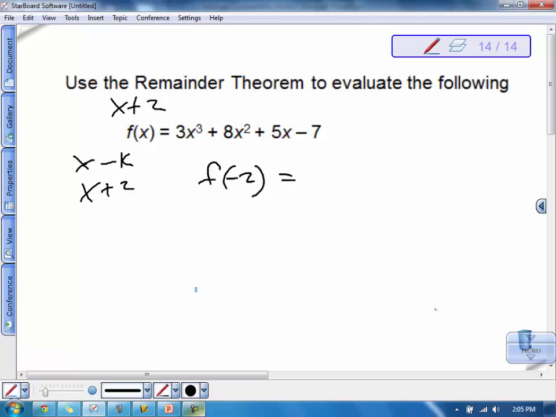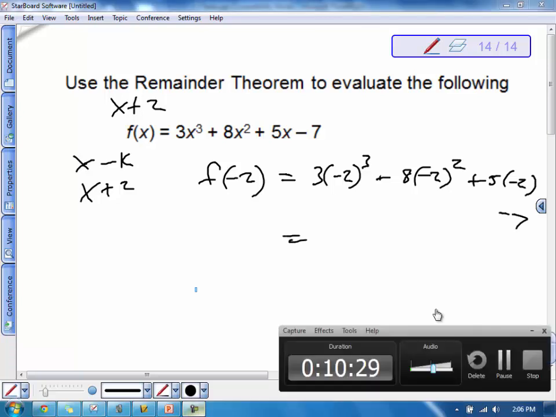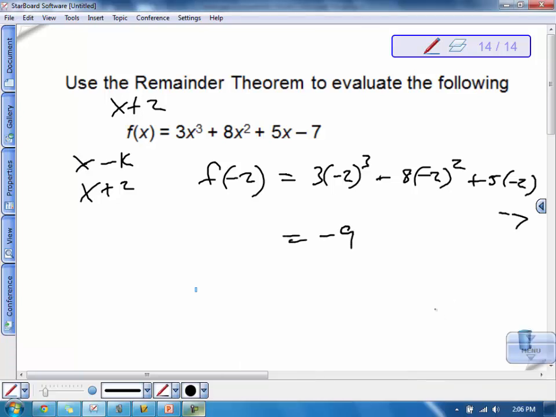It's pretty simple. Just f of k, which in this case is 3 times negative 2 squared plus 8 times negative 2, I'm sorry, that was cubed. This is squared, plus 5 times negative 2 minus 7. And this gives you, the remainder should be negative 9.